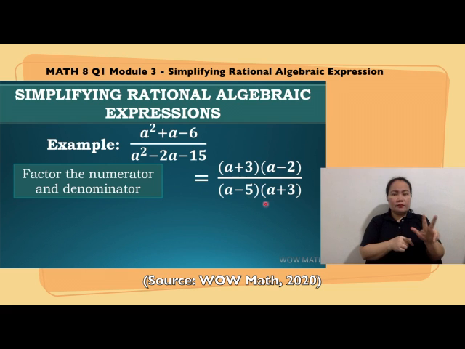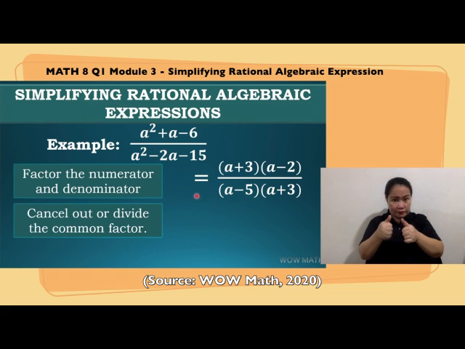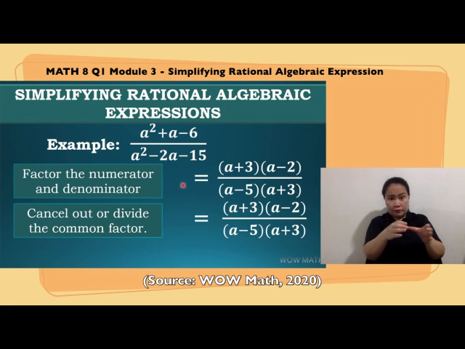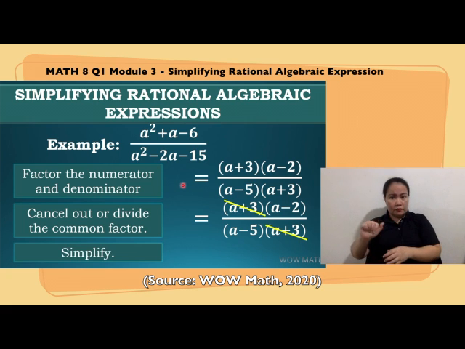So, ito, mache-check nyo yan if you are going to watch our video on how to factor general trinomials. And then, we will cancel out or divide the common factor. So, it's very obvious that the common factor is a plus 3. So, we will cancel out. So, what's left is a minus 2 over a minus 5.